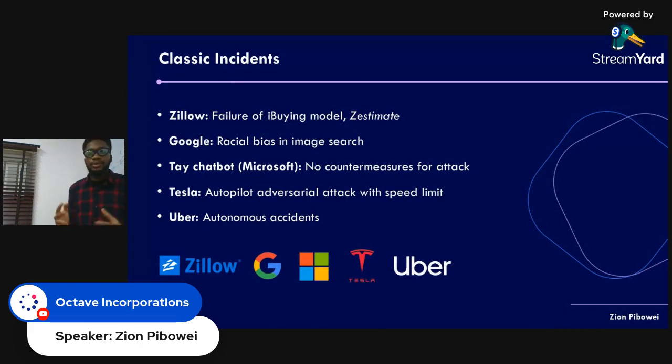So I'll talk about these 5 big players, right? I'm sure these are very familiar names. How many of us know Zillow here? Very popular American real estate company, the biggest really in the industry. You have Google, you have Microsoft, you have Tesla, you have Uber. Now, despite how successful these guys have been over the years and how much they dominate the market, none of them have gone without their actual incidents and failures.